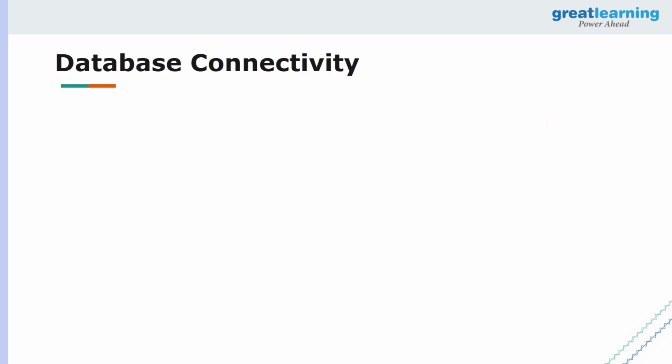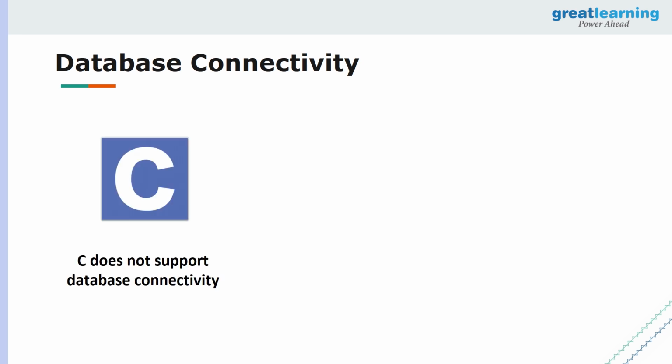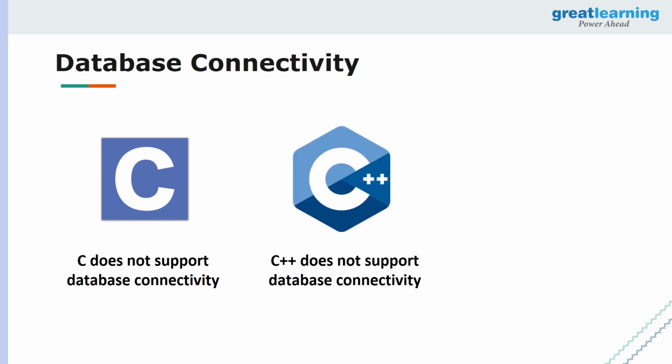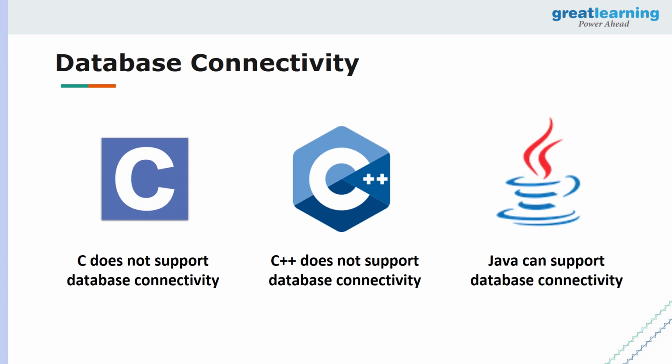Let's see which language can achieve connectivity with a database. C does not support database connectivity, and C++ also does not support database connectivity. Java does support connectivity with the help of JDBC, which is Java Database Connectivity. So using JDBC or ODBC drivers, you can connect Java with the database.